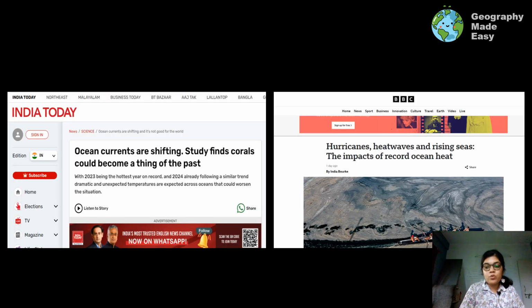Let us look at the two news items I found very recently. One has been published in India Today, where they are saying that ocean currents are shifting. Study finds coral could become a thing of the past. Ocean currents shifting indicates that there is a change in the heat budget of the ocean. The heat budget is changing, and corals which live in warm seas might not find a suitable temperature.